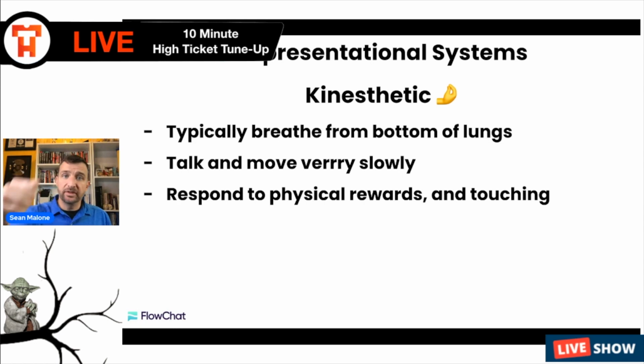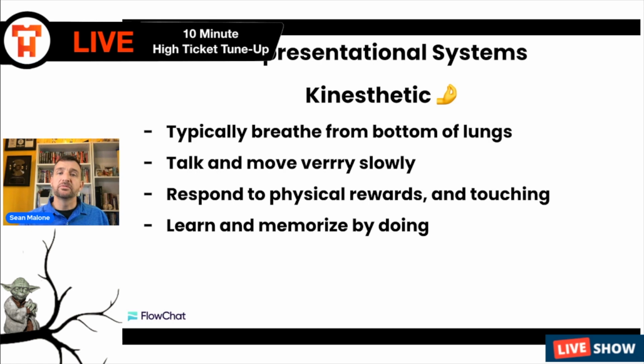Do like an air bump, like, psh, hey, fist bump, bam, when you're doing, hey, let's do a Zoom fist bump or something. They would love that. They would laugh at that. It's kind of cool. They learn and memorize by doing.